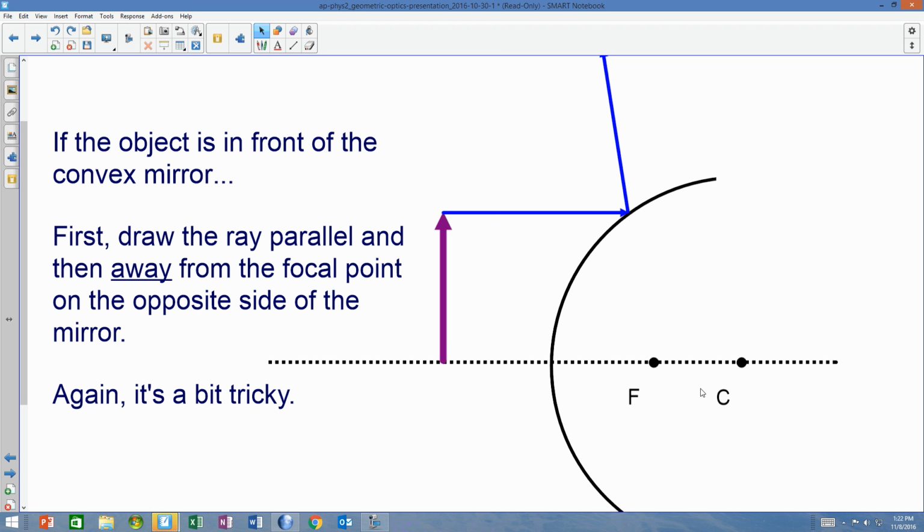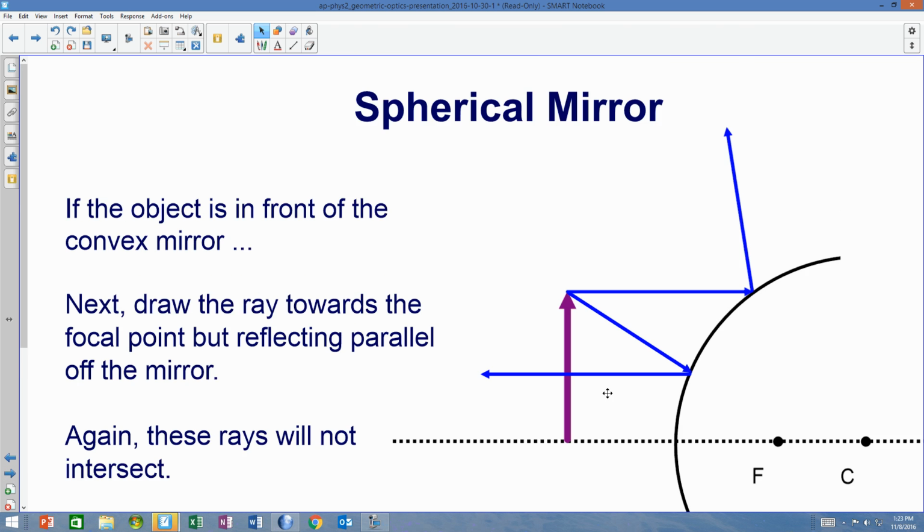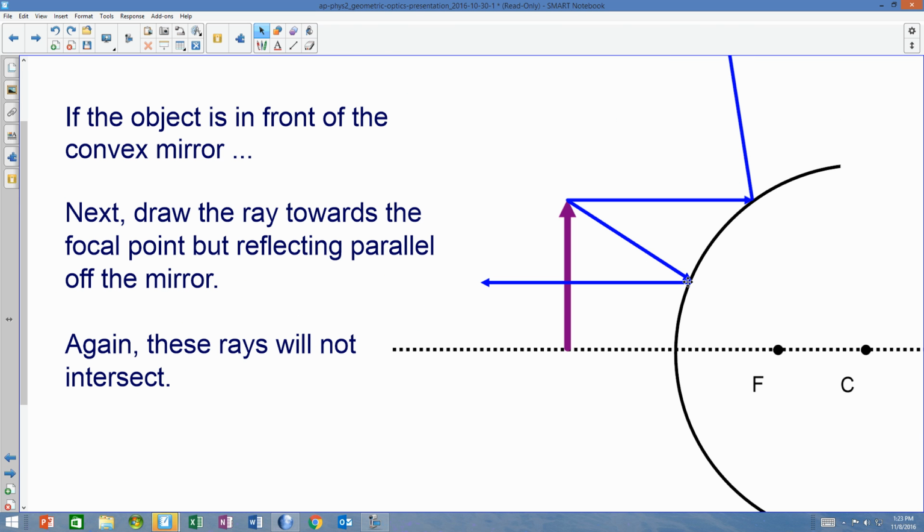So the first thing we're going to do is draw a ray that's parallel to the principal axis and then has to go through the focal point. Okay, so parallel through the focal point. Again, this is one of those tricky rays. The next one goes through the focal point, hits the mirror before it actually goes into the focal point, because this isn't really here, and comes out parallel.